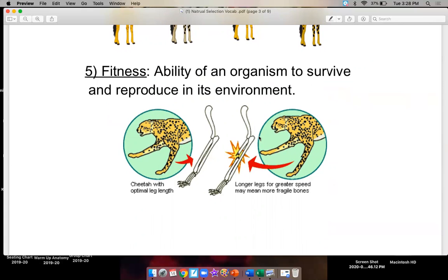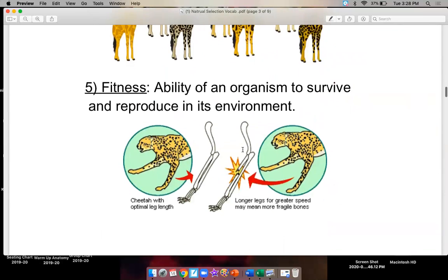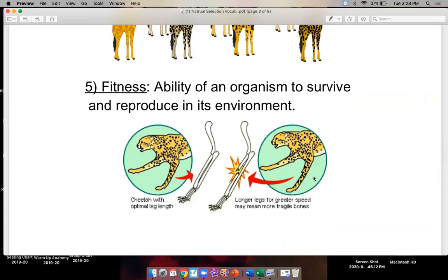Now, variation is the difference. Fitness is when you have a good difference. The ability for an organism to survive and reproduce in its environment. Your differences, your variation, is a good one for your environment. In this picture, the cheetah's big adaptation that helps them survive is speed. They are built for speed. They have really long legs for a longer reach so they can get more speed.